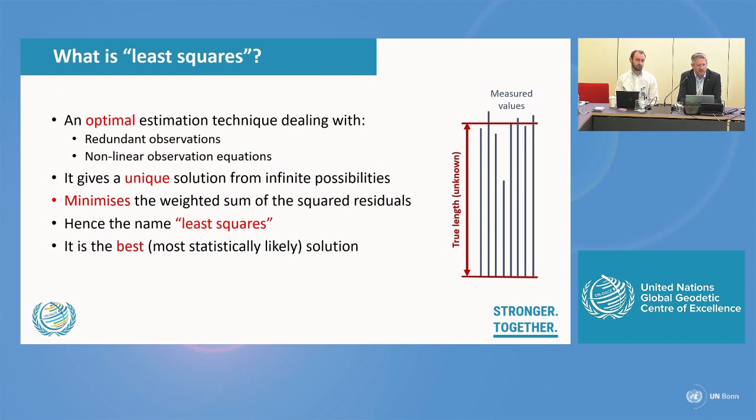So what is least squares? Well, it's an optimal estimation technique where you have redundant observations and nonlinear observation equations, and it gives a unique solution from infinite possibilities. It minimises the weighted sum of the squared residuals, and hence the name least squares. So in essence, it's the best or the most statistically likely solution for the observations you have to try and fit that model.